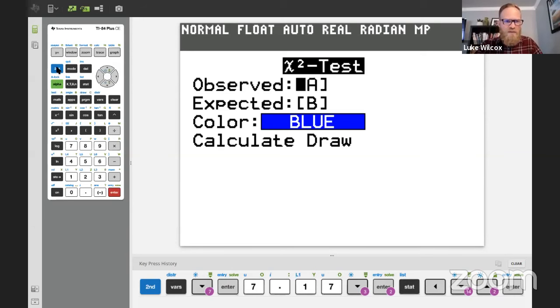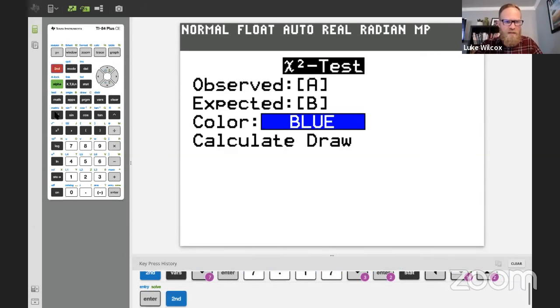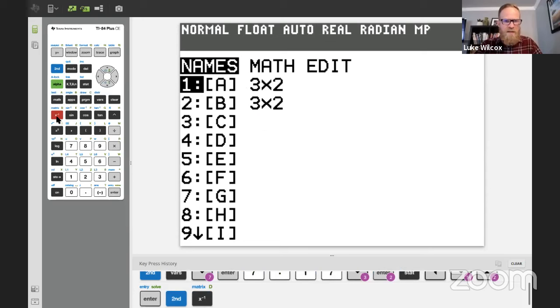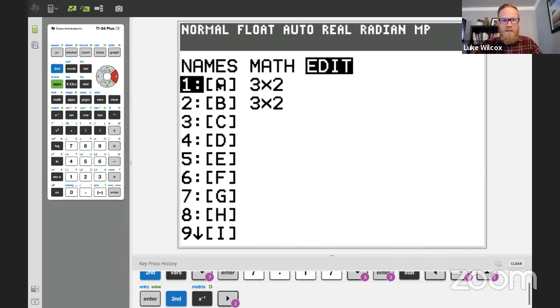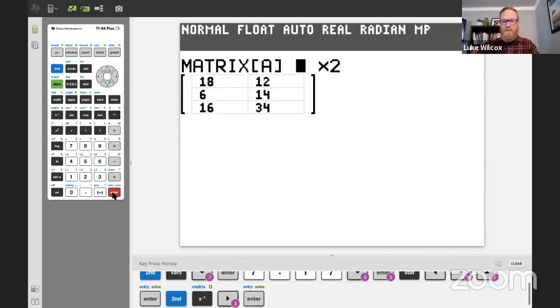So we have to go here to second matrix, right? This button and then this button. And we're going to have to go over and edit. And you may not have any values in here, but you want to create a matrix A. And you want the dimensions to be 3 by 2. And this is just going to be the observed values, right, from the activity. And so I already have those numbers copied in here. These are the observed values. So you'd go ahead and type those in.